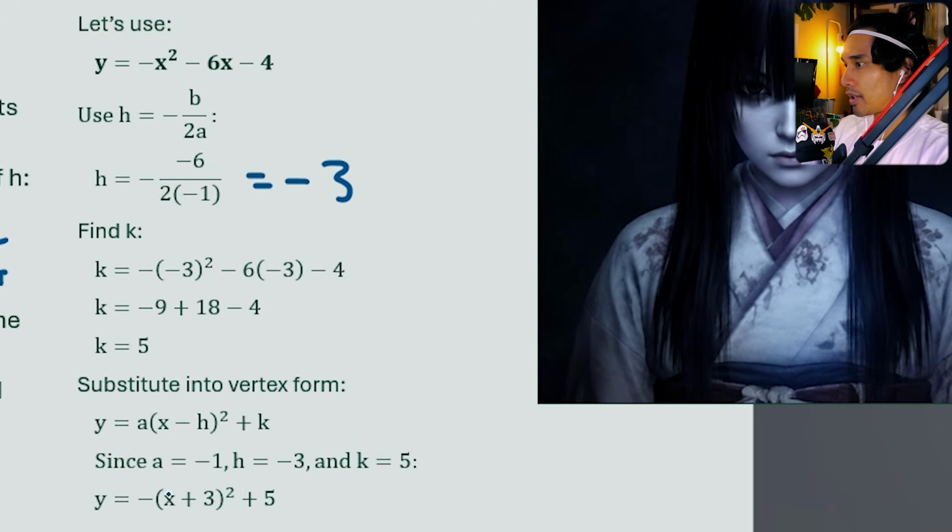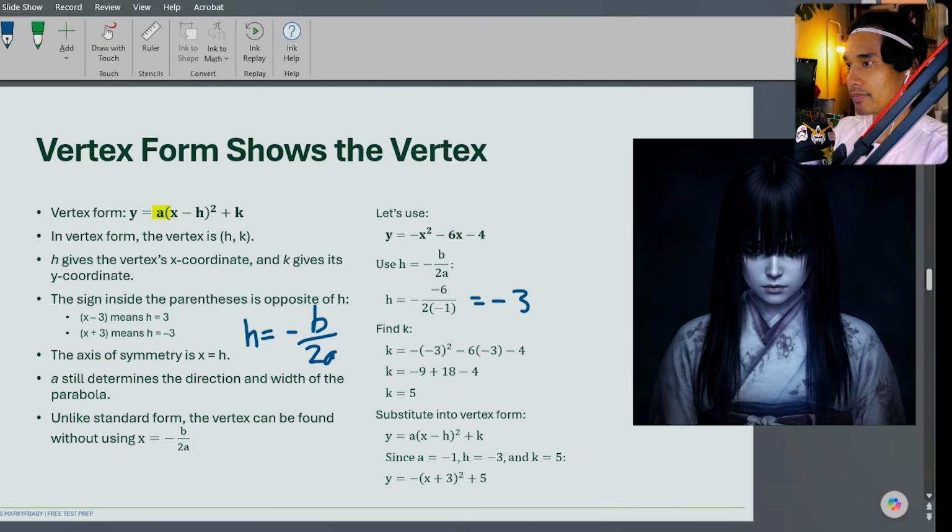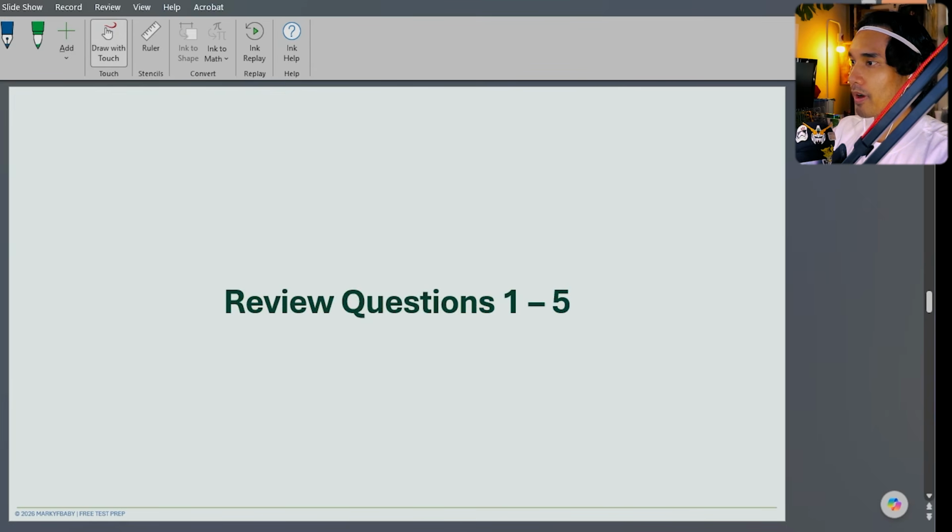That is how you get from standard form to vertex form. Again, I do not know if this is going to be on the IBEW aptitude test. However, it is very important to know this, especially when dealing with parabolas. Okay, let's move on to the review questions. The lesson is done. This concludes the lesson. You are an expert at parabolas.